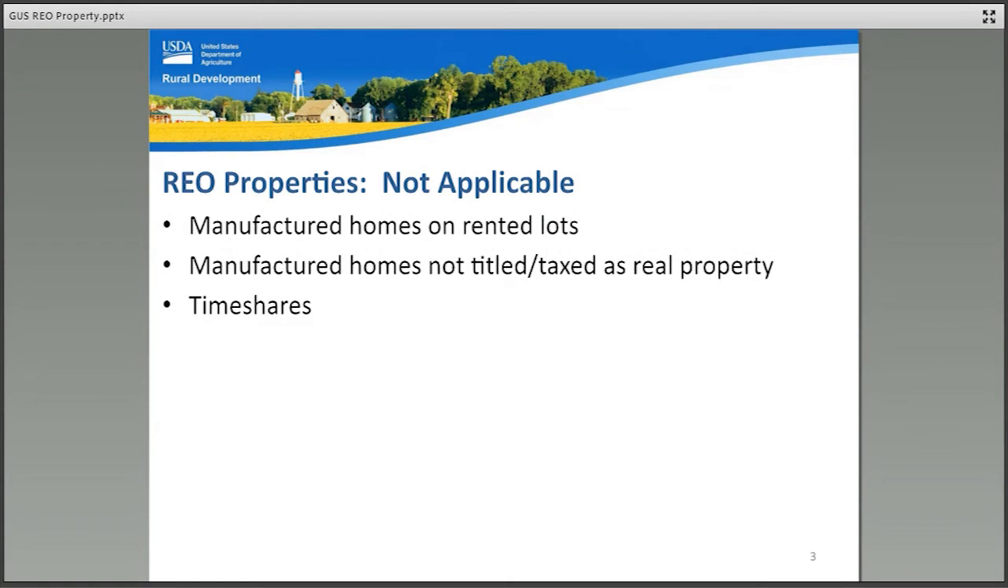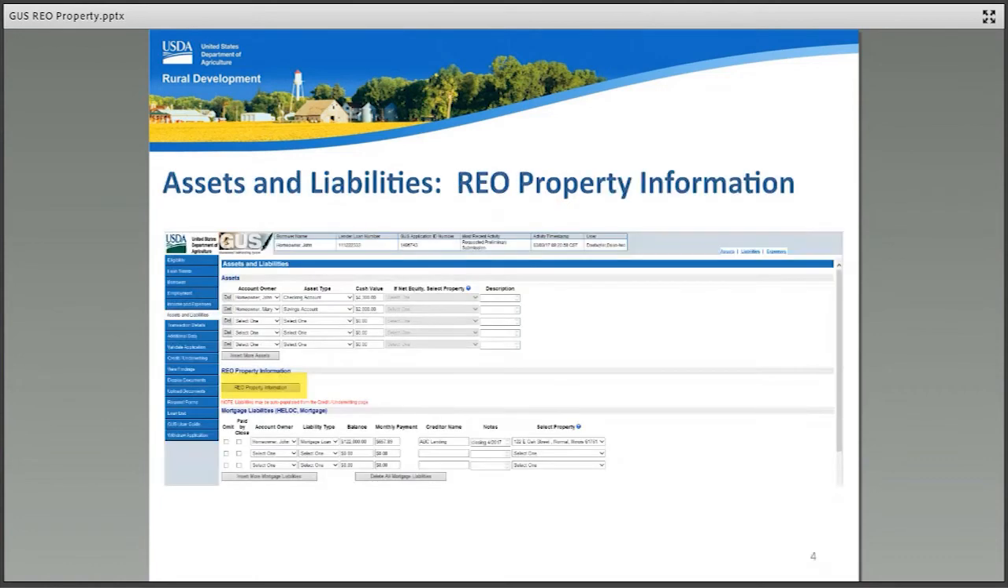Before the review of the REO Property application page, there are some transactions that are not required to be completed. Manufactured homes or trailers that are located on rented lot space or are not taxed or titled as real estate are not considered real property. Those are considered personal property. Timeshares are also not required to be entered on this application page due to the nature of their ownership interest. Please ensure all applicable debts associated with these liabilities or ownership are reflected on the Assets and Liabilities application page.